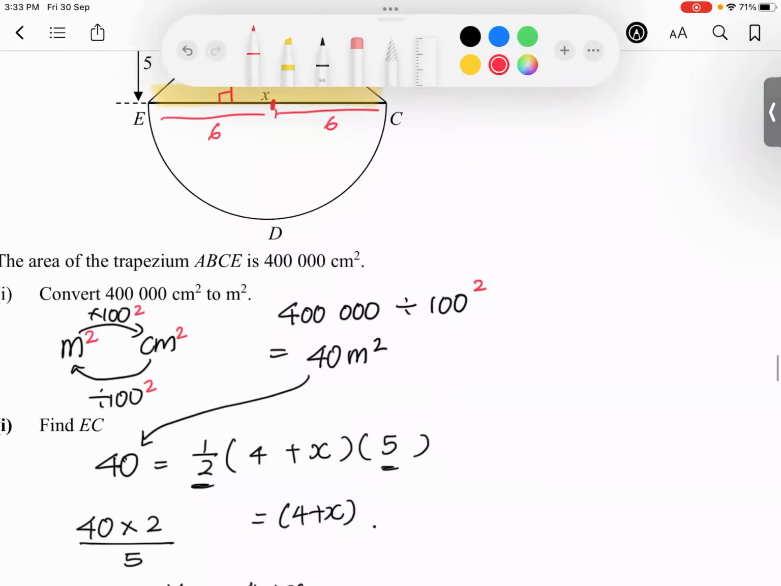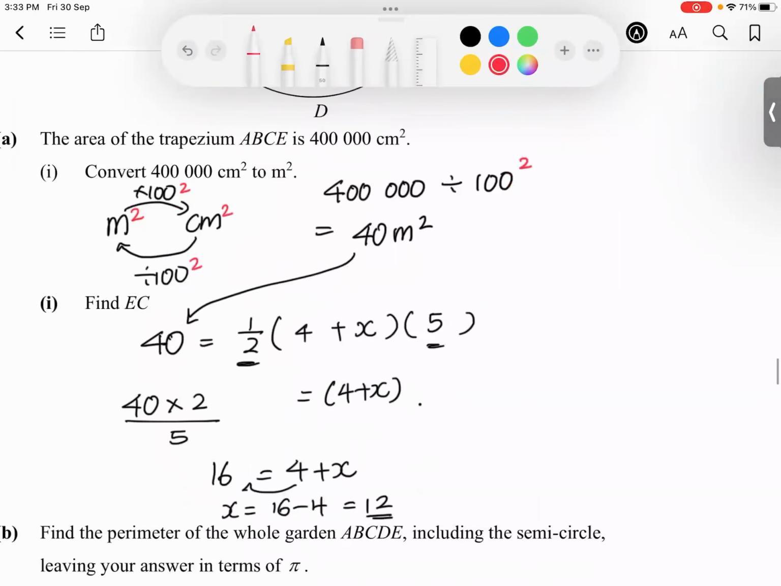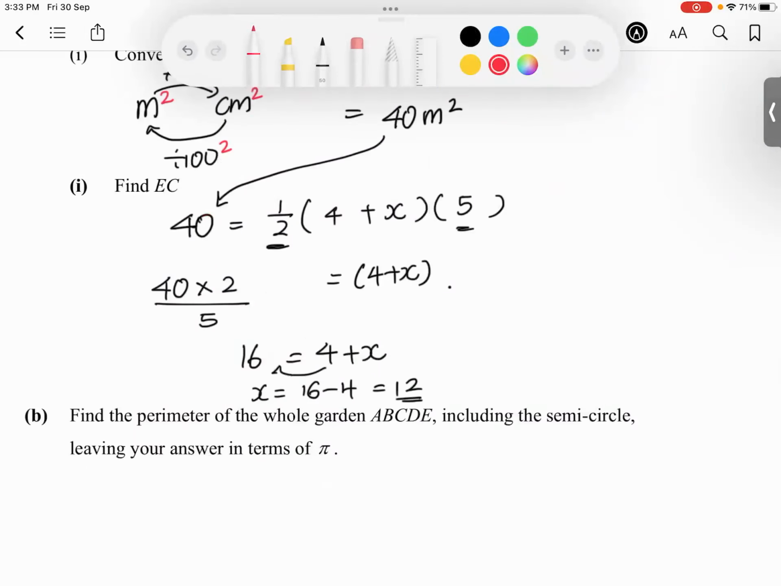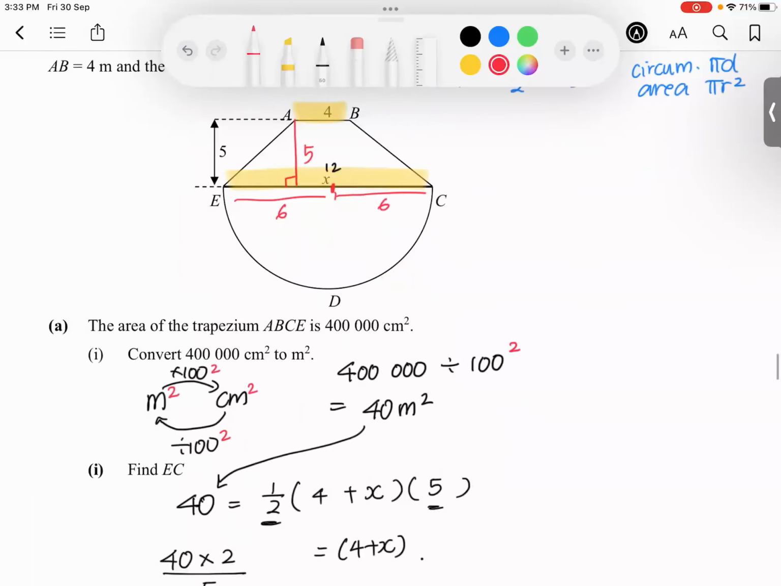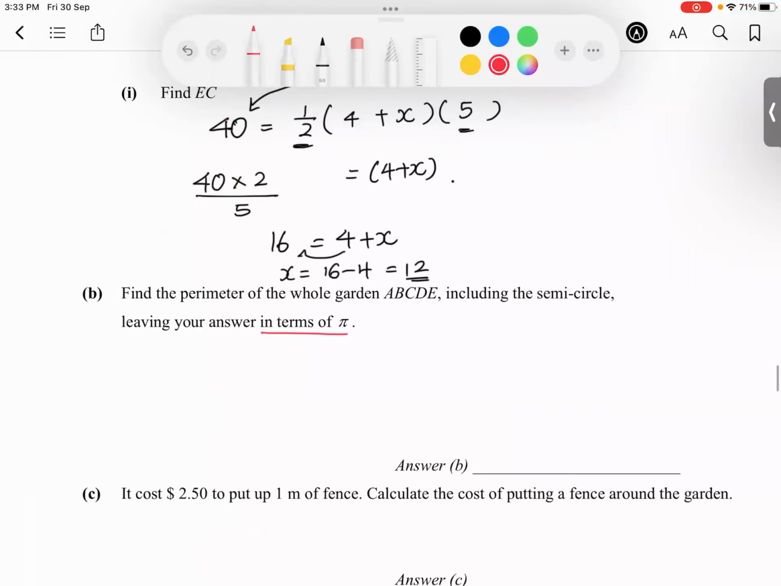Next part, find the perimeter of the whole garden, including the semicircle. Leave your answer in terms of pi. I only want the perimeter. Okay, perimeter, that means I need this over here. I need this one, and I need the semicircle. So ugly. Okay, but the question is, is this line included? This line is not in the perimeter. It's in the middle of the garden, so it's not included.